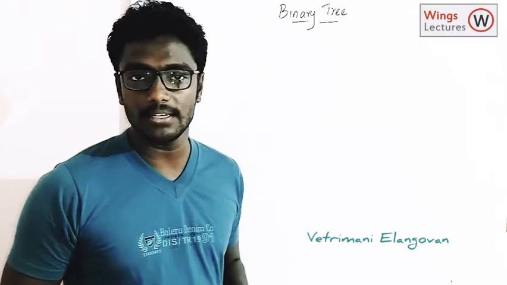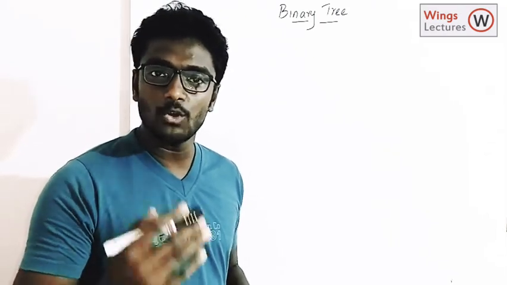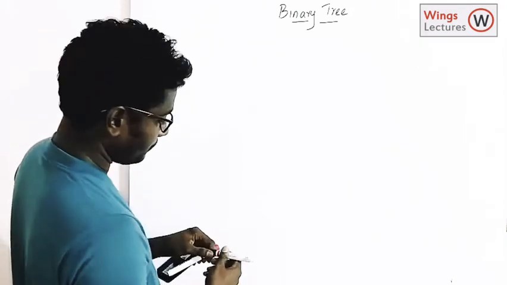Actually, binary tree is a hierarchical data structure, and a node can have a maximum of two children on each level. So that's the constraint for binary tree. Let me explain what is binary tree: it is a data structure used to store hierarchical data in memory, and the constraint is that a node can have at most two children.